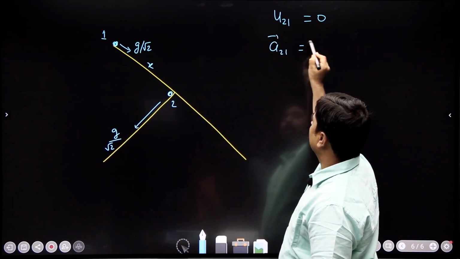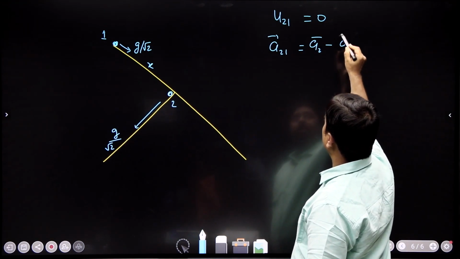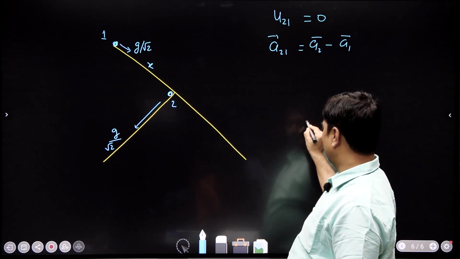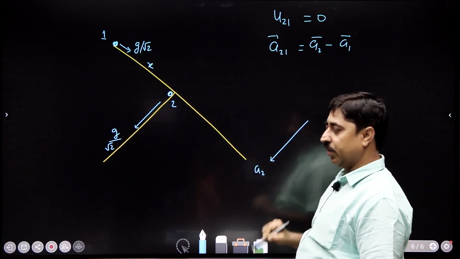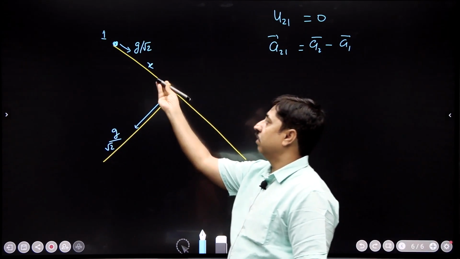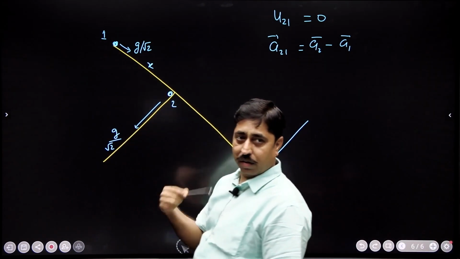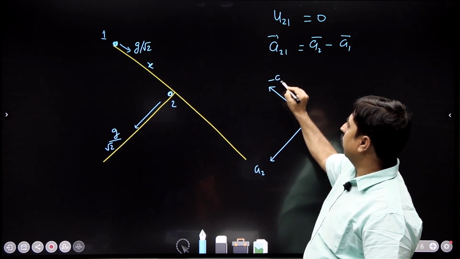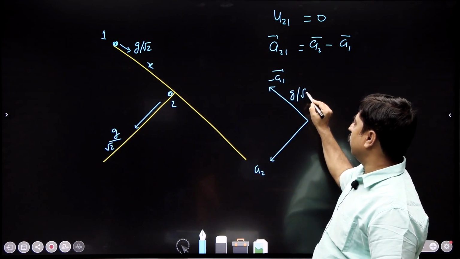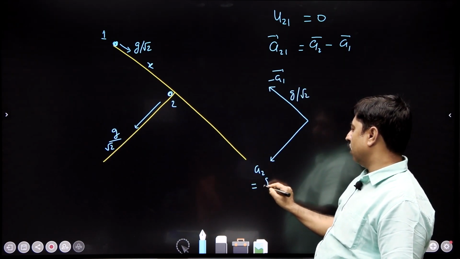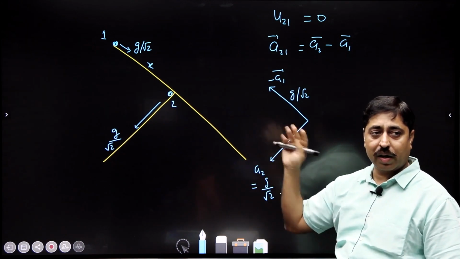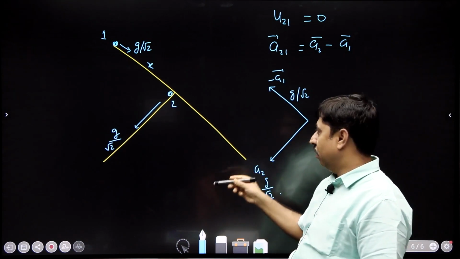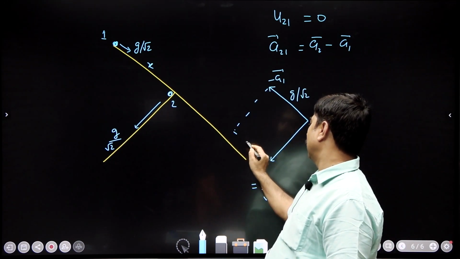It is obviously a2 minus a1. Now how do you calculate a2 minus a1? a2 is this vector g by root 2 minus a1. This is vector a1, flip it, reverse it, this is the minus a1 vector. It also has magnitude g by root 2. This also has magnitude g by root 2. Both are at right angle. So add these two vectors, a2 minus a1, right? So if you do a2 minus a1, what do you get?